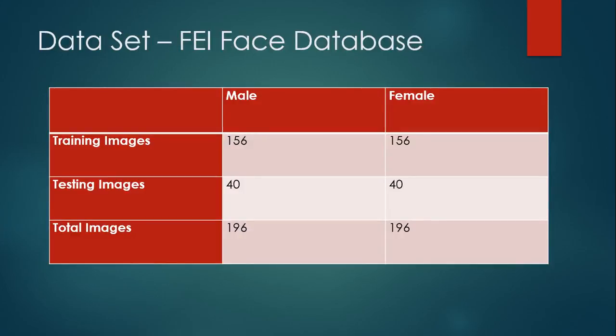I got my data set from the FEI face database. In my data set, there are 156 images for male and female respectively for training, and there are 40 images for male and female respectively for testing. So the total number of images comes down to 196 and 196. So the total would be 196 plus 196.